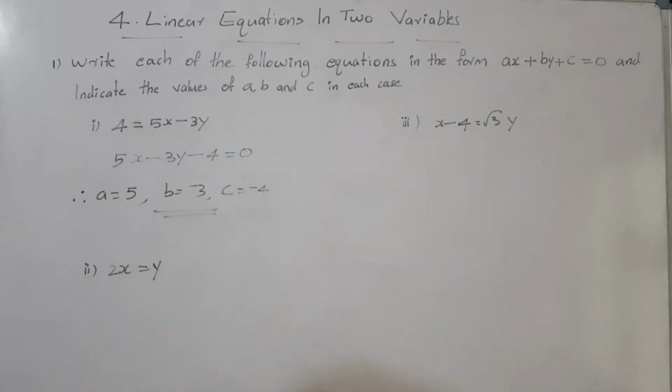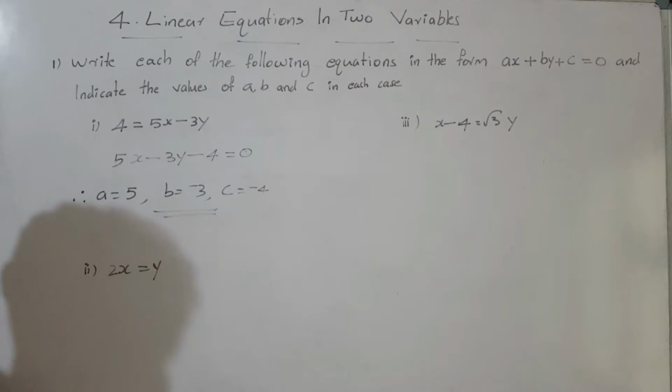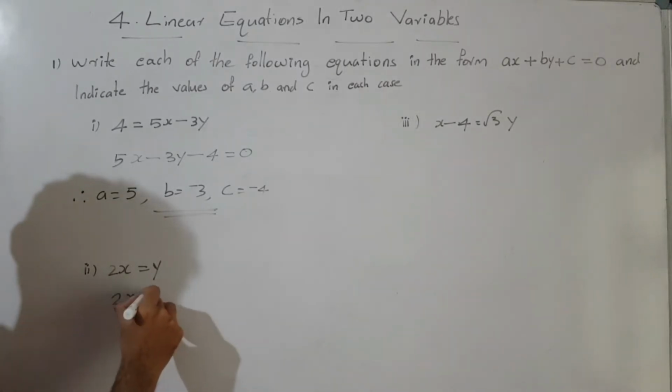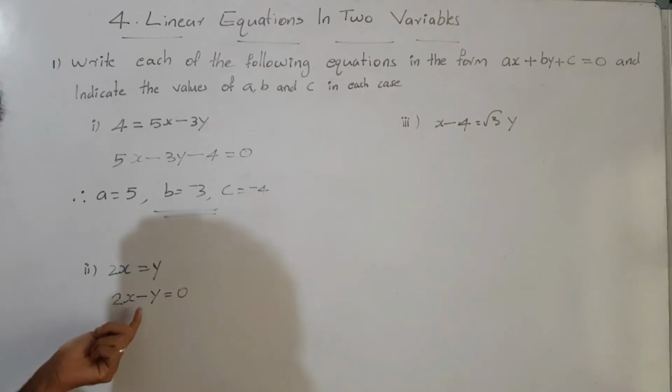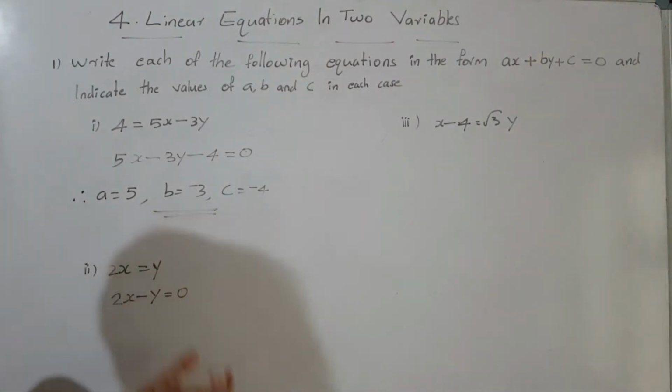Okay. The next question. 2x is equal to y. So for getting the is equal to 0 form, what is next? We transpose y to the side of x. So what do you get? 2x is equal to y. The next step is 2x minus y is equal to 0. Then this one is in the form of ax plus by plus c is equal to 0. The ax term is here, correct? The by term is also here, but we are not seeing c there.